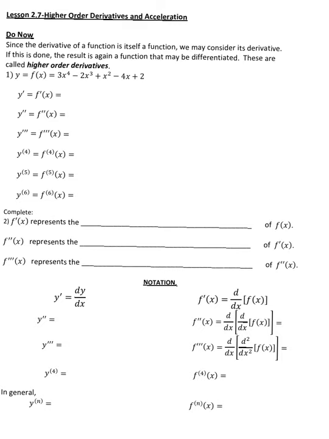Since the derivative of a function is itself a function, we may consider its derivative. If this is done, the result is again a function that may be differentiated. These are called higher order derivatives. So in other words, we could keep differentiating a function continuously. So we have the first derivative. This is the first derivative. This is the second derivative. We have the third derivative.